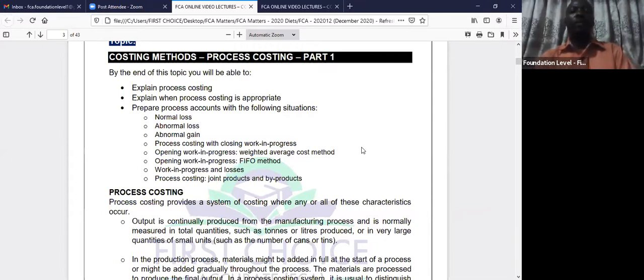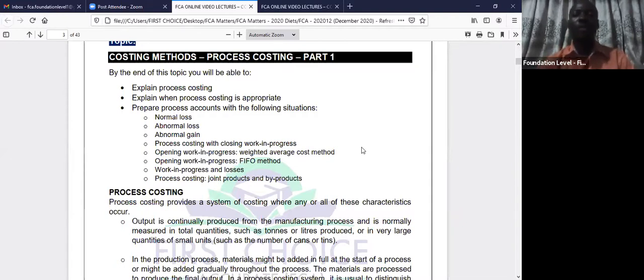Okay. So let's say you make bread and you put some ingredients called materials. There are certain losses that you are expected to get, which is called a normal loss. Or you're making soap, or you're making perfume. You put in some ingredients and you get out certain expected product. There are some losses you are expected to make. It's called the normal loss.